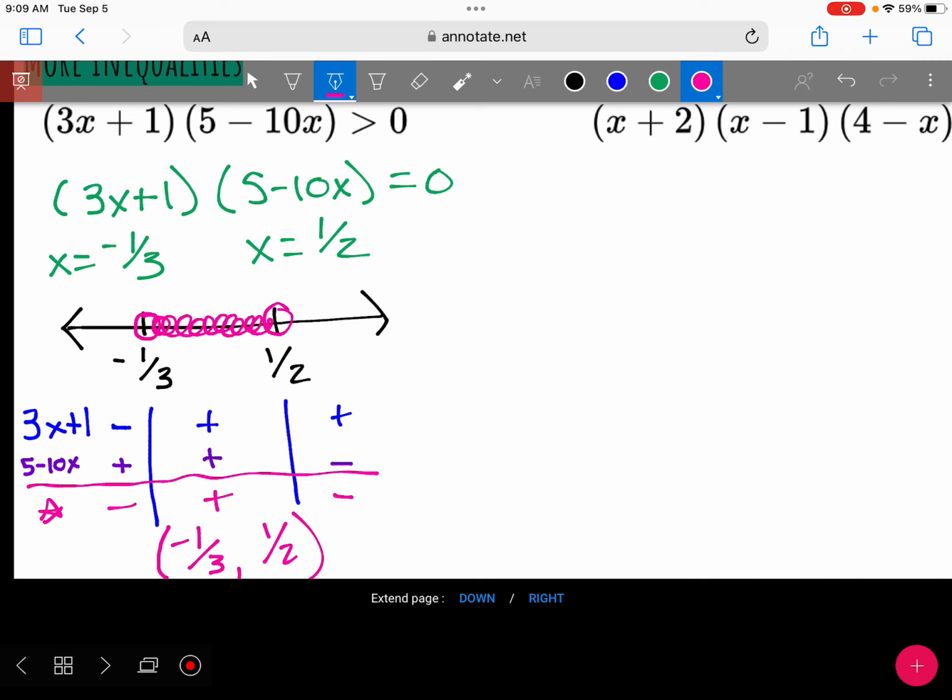So we find our zeros. We look at each segment to see if it's going to be positive or negative on either side of that 0. And we use that to figure out where the product is going to be. Okay?